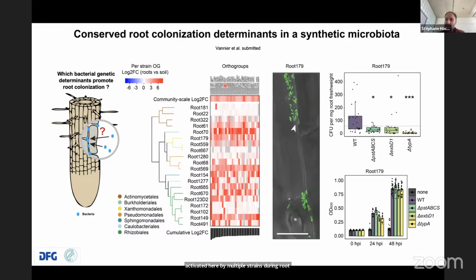And we further validate that these conserved genetic determinants are indeed important for root colonization in this strain called Root 179, which is a Rhodanobacter. And you can see that when we inactivate these genetic determinants in this strain, the strain is no longer able to colonize Arabidopsis roots, but remains able to grow in liquid media. So we are quite excited about this because now we can understand conserved genetic determinants in bacteria that are consistently activated by multiple strains during root colonization.